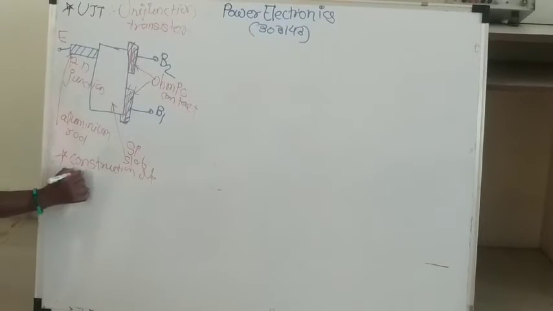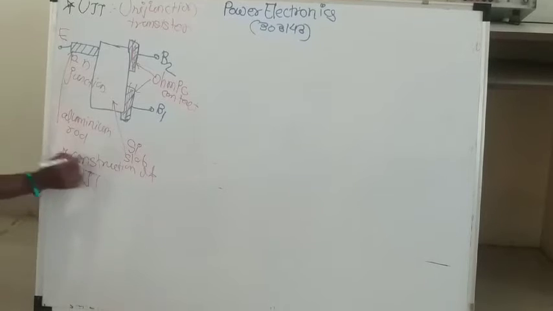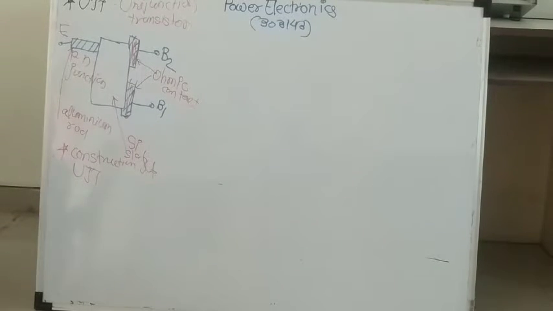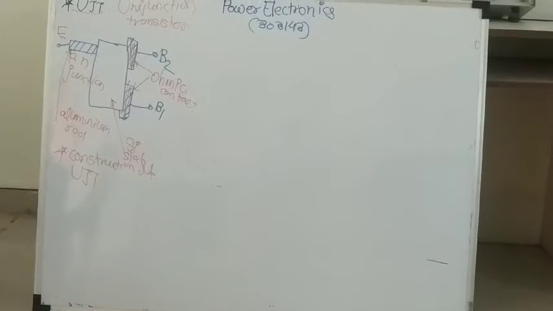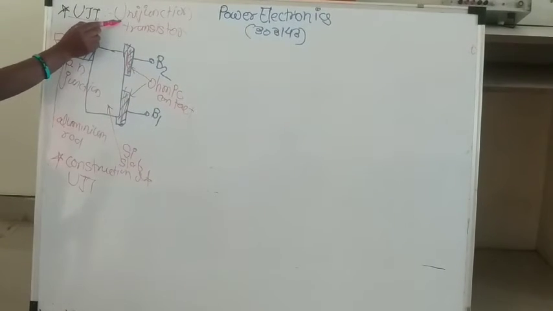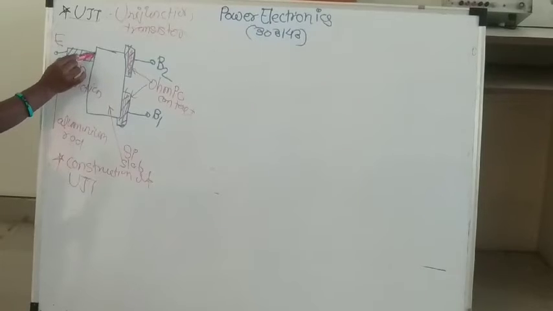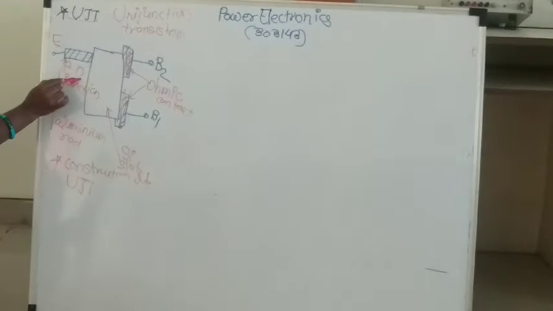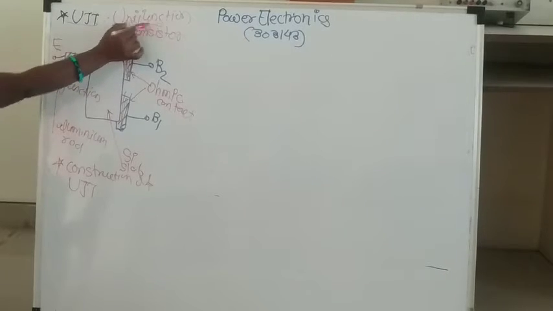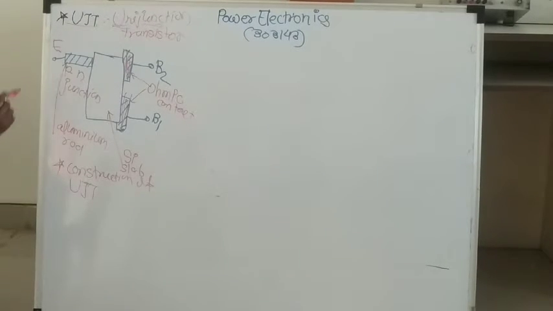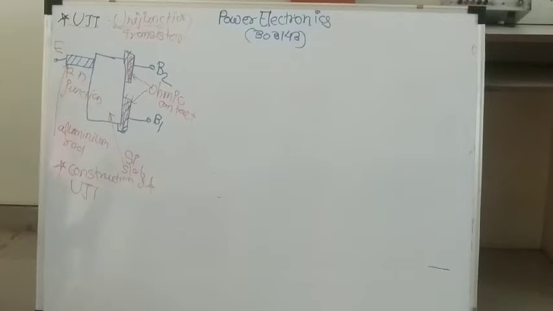Construction of UJT. Now see here, in this construction diagram, first of all, UJT means unijunction transistor. Why is it called a unijunction transistor? Because only one junction is present, called a PN junction, hence called a unijunction. Uni means one and junction is junction. Only one junction is present, hence called a unijunction.